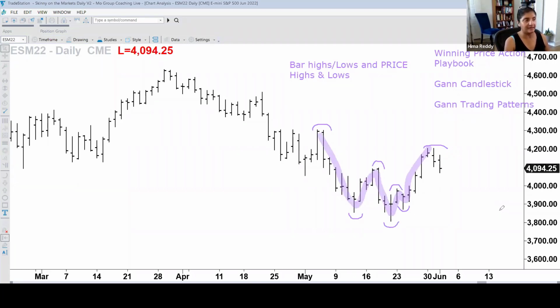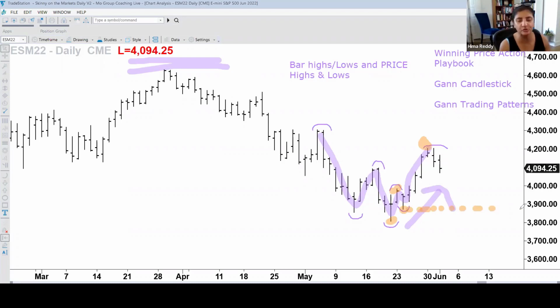And now you can see, okay, within the context of the bigger picture downtrend off this high back from April or late March, we are in a recovery mode. And that recovery mode is technically intact so long as we're above this low.